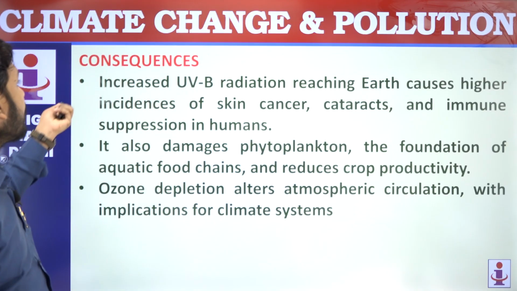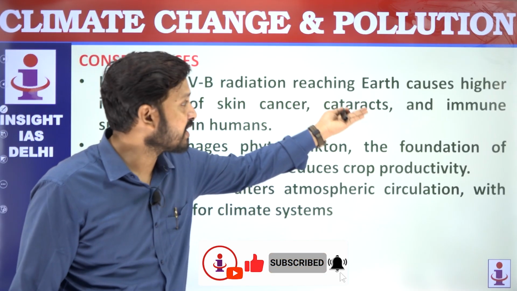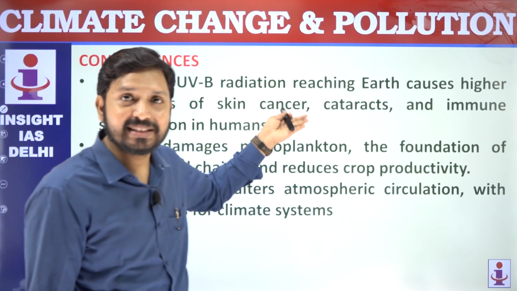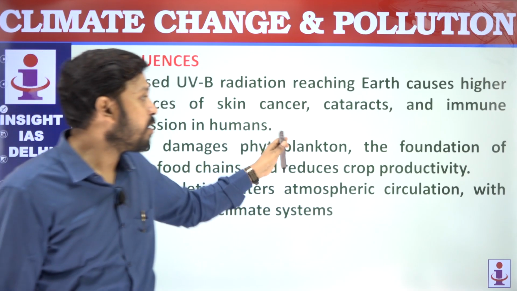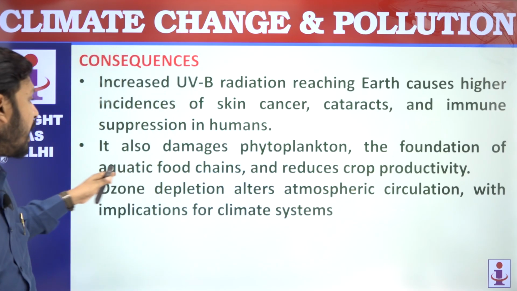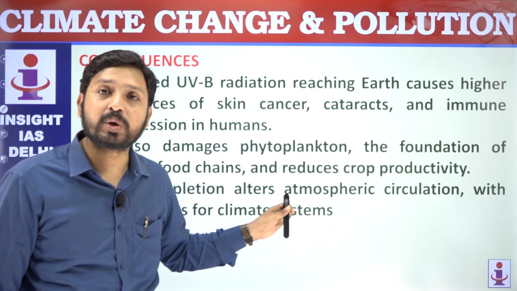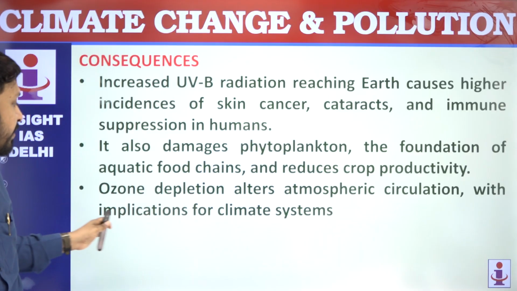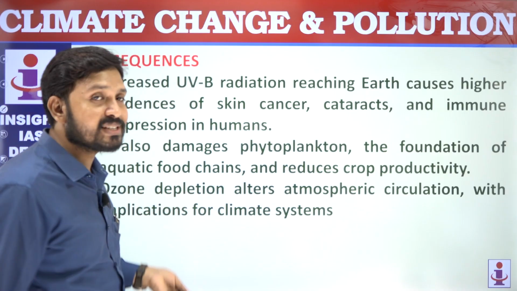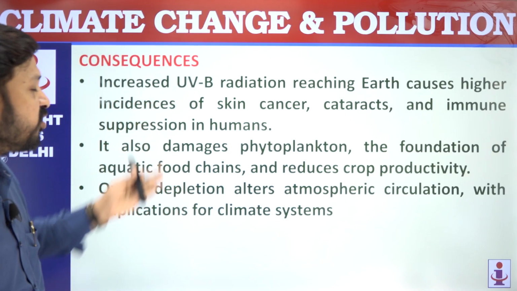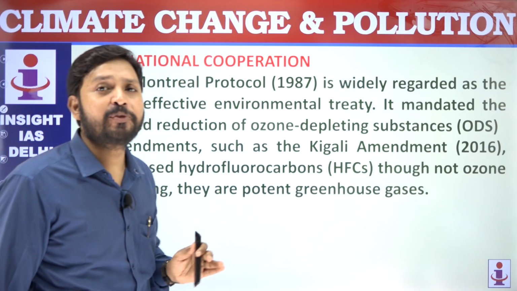But what are the consequences of formation of the ozone hole? Increased UVB radiation reaching the earth causes high incidence of skin cancers, cataracts and immune suppression in humans. Apart from that, it also damages phytoplankton, the foundation of aquatic food chains, and reduces crop productivity. Ozone depletion also impacts atmospheric circulation, which will have an impact on the climatic systems. So these are all the consequences of UV rays, especially UVB, reaching the earth surface because of depletion of the ozone layer. So what international efforts have been made?